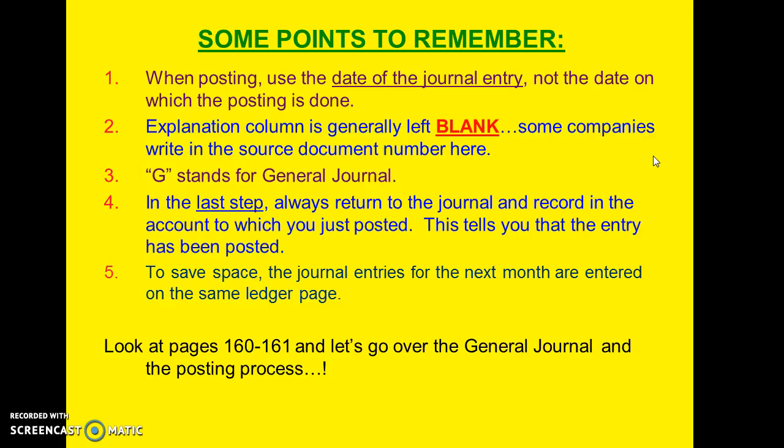So some points to remember. Use the date of the original journal entry, not the date when the posting is done. So if the entry was December 8th and we're doing it on December 10th, do not use December 10th, use December 8th. Explanation, we already said leave it blank unless we have a balance from the previous month, and you'll see more of that later on. G stands for General Journal. And the last step, always return to the journal and record the account to which you just posted. This tells us that the entry has been posted. Put the account number in last.